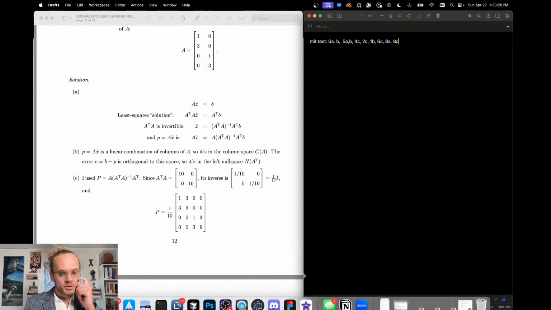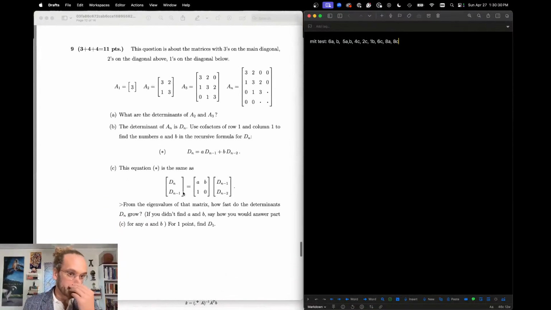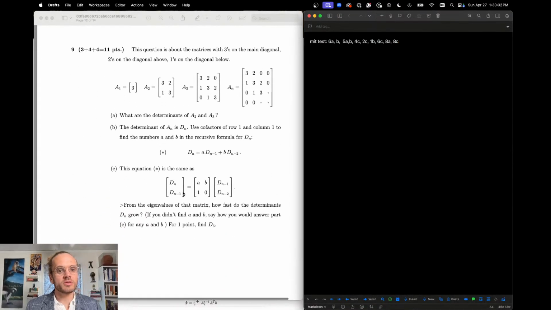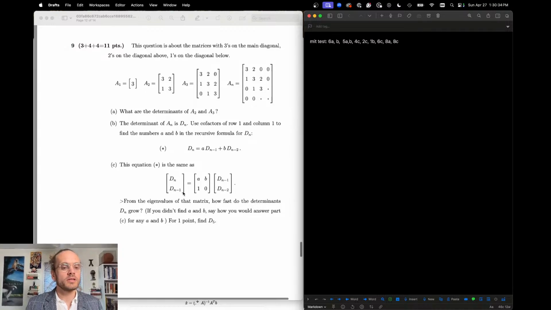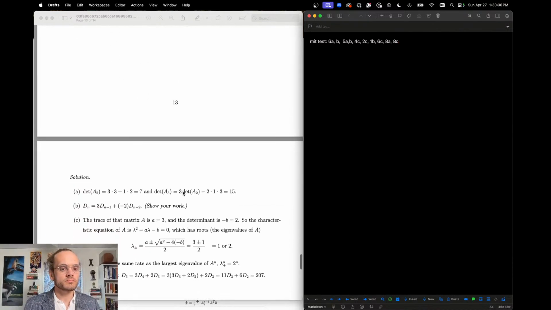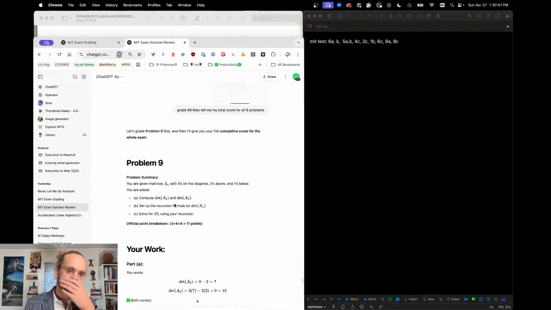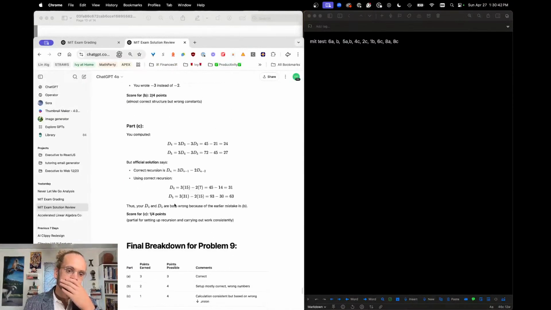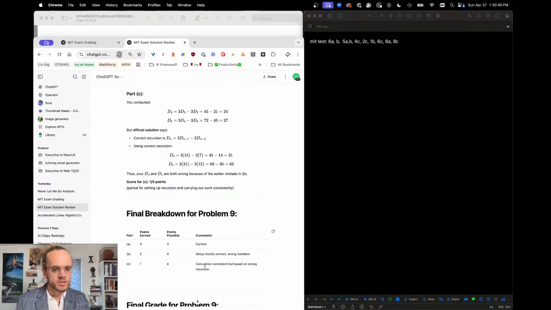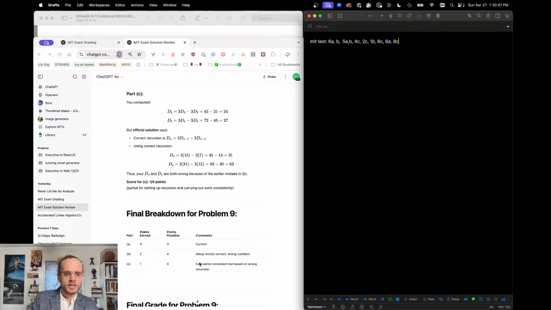And we're wrapping this up shortly. I have to run in a minute. So number 9. This question is about the matrices with 3 on the main diagonal. What are the determinants? Did I get points off on this one? Let's see, number 9. Mostly correct. Calculation consistent, but based on wrong recursion. Yeah, a lot of teachers wouldn't punish you for that.